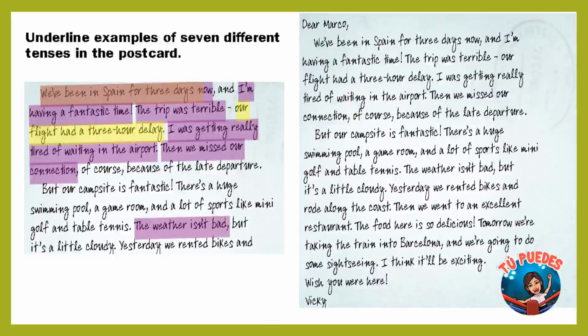The trip was terrible. Esta oración está en pasado simple. Yes, simple past. Very good. Our flight had a 3 hours delay. También esta oración está en tiempo pasado. ¿Ok? Entonces, en este texto tenemos different sentences in different tenses. En diferentes tiempos. ¿Yeah? Ustedes subrayaron sus 7 oraciones, 7 sentences. ¿Ok? 7 different tenses in the postcard. Okay, now we are going to write or choose some expressions to write our postcards.